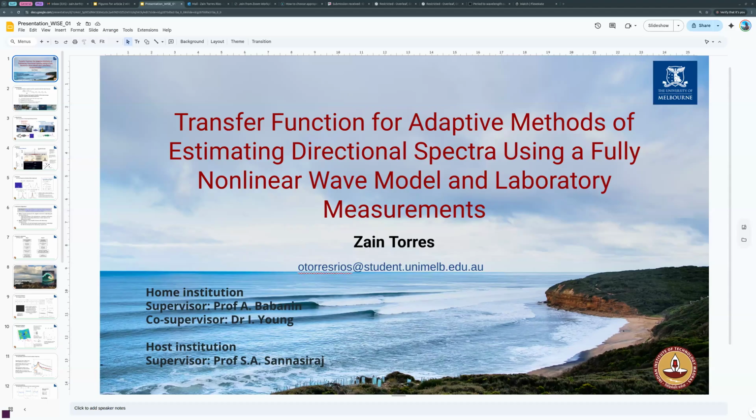Zane Torres is finishing up his PhD, which was jointly administered by the University of Melbourne and IIT Madras. Zane's title here is Transfer Function for Adaptive Methods of Estimating Directional Spectra Using a Fully Nonlinear Wave Model and Laboratory Measurements. Zane, the floor is yours.